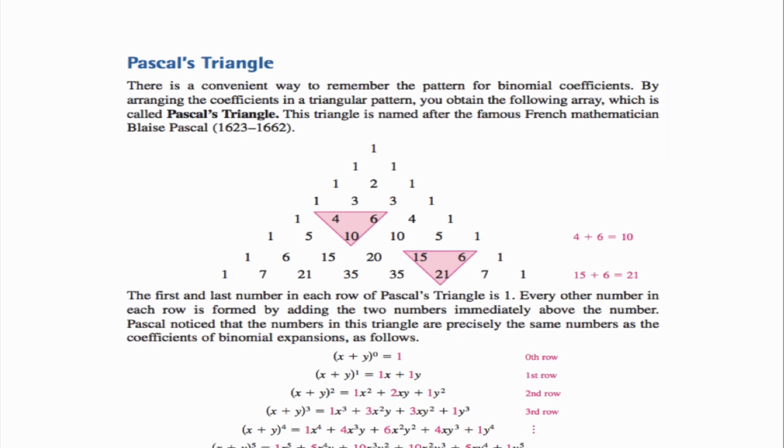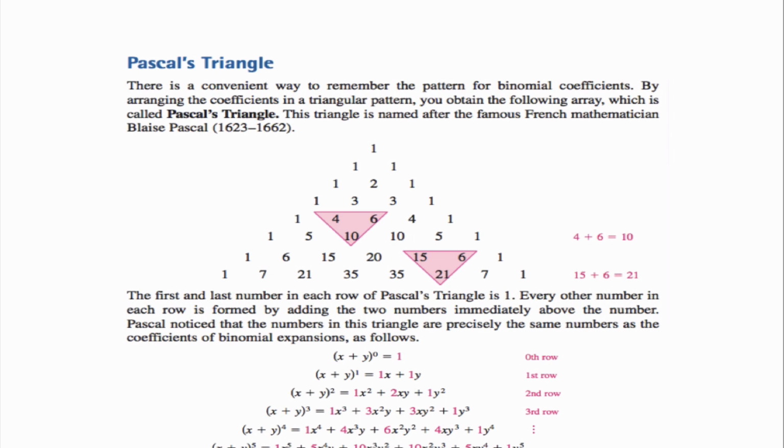Okay, so there actually is another way to remember the binomial coefficients. There is something that we call Pascal's triangle. You guys may have heard of this before. It's a triangle named after the famous mathematician Blaise Pascal.